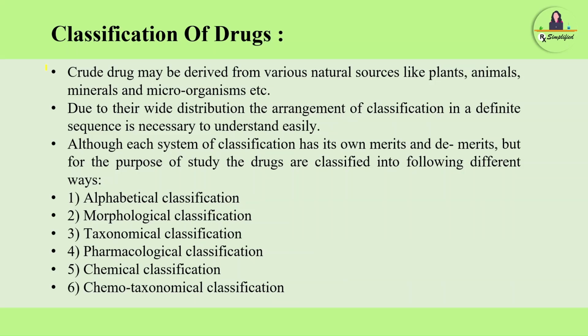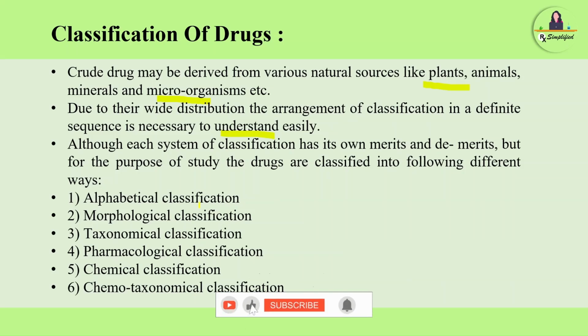Crude drug is natural medicine. Crude drug may be derived from various natural sources like plants, animals, minerals, and microorganisms, etc. Due to their wide distribution, the arrangement of classification in a definite sequence is necessary to understand easily. Although each system of classification has its own merits and demerits, for the purpose of the study, the drugs are classified in the following different ways. It means lots of drugs are available in the world. These are classified for easily memorizing them.